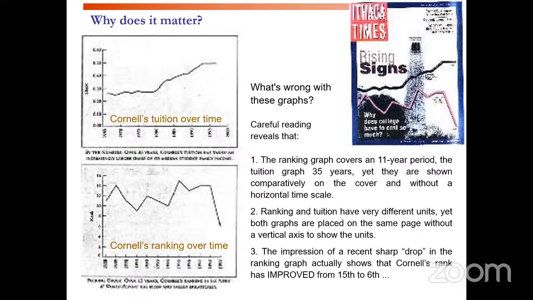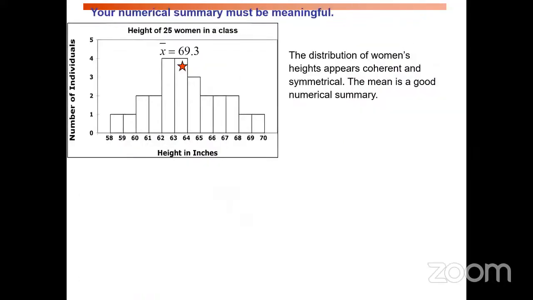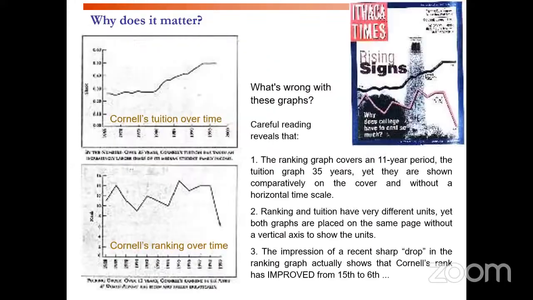Very interesting, we generally come across such kinds of graphs on the cover pages of magazines, even in newspapers, you know, and we believe that whatever they want to show, whereas it is not exactly the truth, right? So the impression of the recent subgroup is that the ranking graph shows that the college's rank has improved from 15 to 16, right? But it is not true. So that is why the scale of the graphs is very, very important.